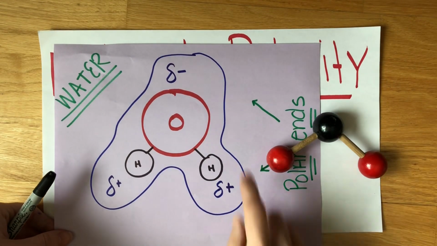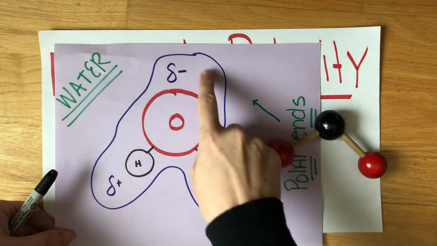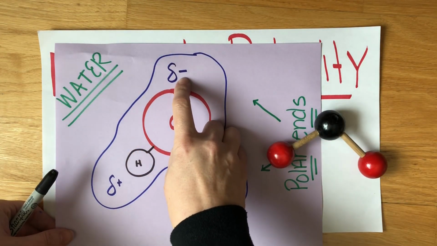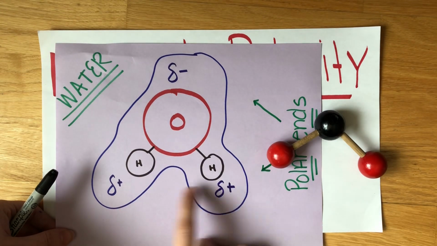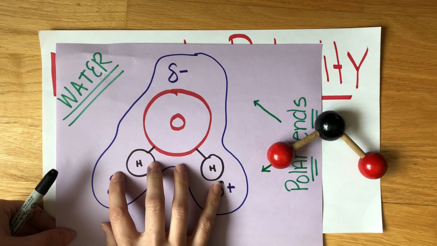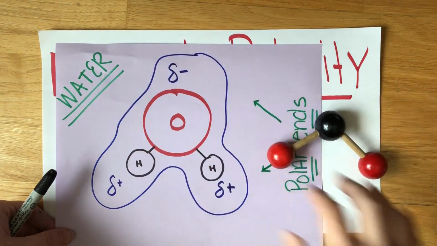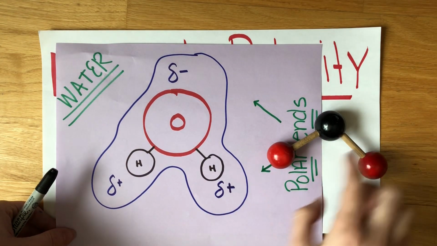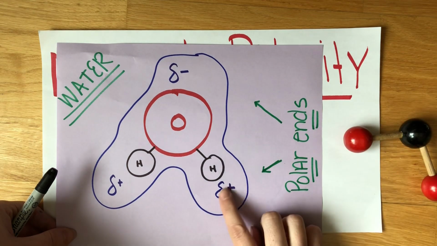happens to have overall a polarity to it, opposite poles. And so you can kind of see up here, we've got a slightly negative and a slightly positive end. This end of water is slightly positive, this end of water is slightly negative, annotated by those little Greek symbols seen here, slightly, right?